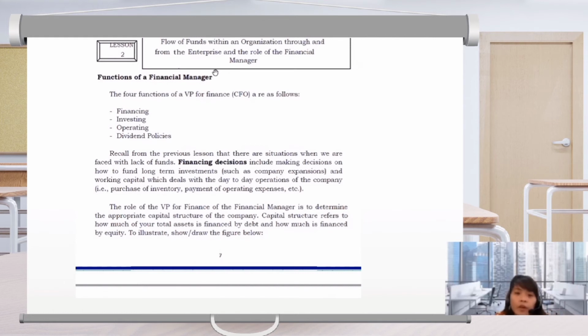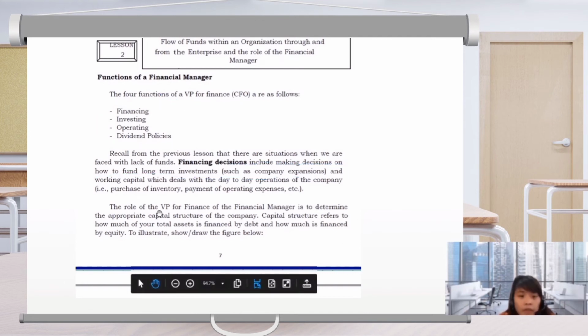So let's continue. The core functions of the VP for Finance are as follows: financing, investing, operating, and dividend policies. Financing decisions include making decisions on how to fund long-term investments such as company expansion. Dapat ba mag-expand ang business? Dapat ba magkaroon ng branch sa ibang bansa kasi successful na dito? Right? Okay. What else?